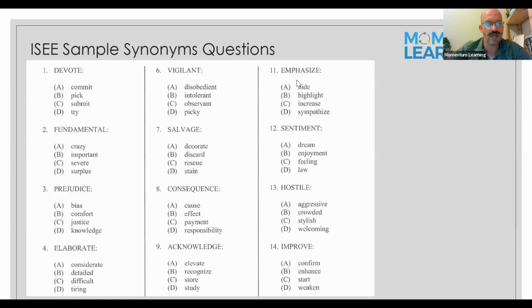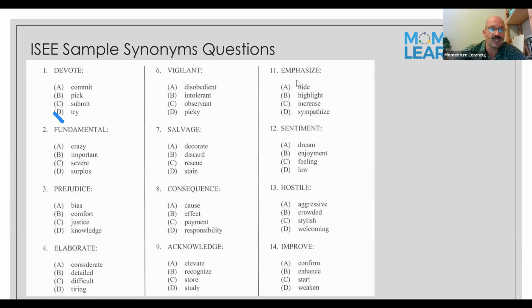Okay, so I'd go ahead and cross out try. The second thing that I would look at is looking at my 3 remaining words. So I have commit, pick, and submit.